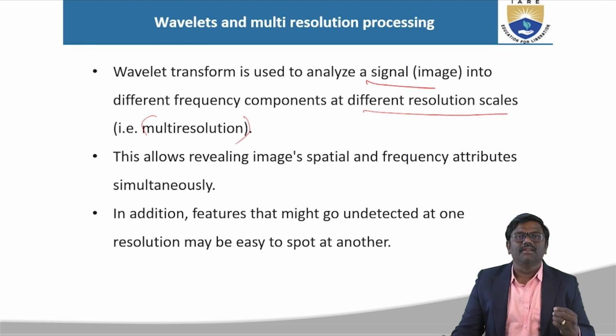What does wavelet transform mean? It is used to analyze an image into different frequency components at different resolution scales. We call this multi-resolution. This allows revealing an image's spatial and frequency attributes simultaneously. In addition, features that might go undetected at one resolution may be easy to spot at another.